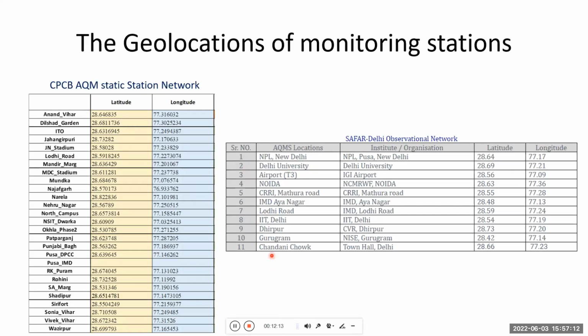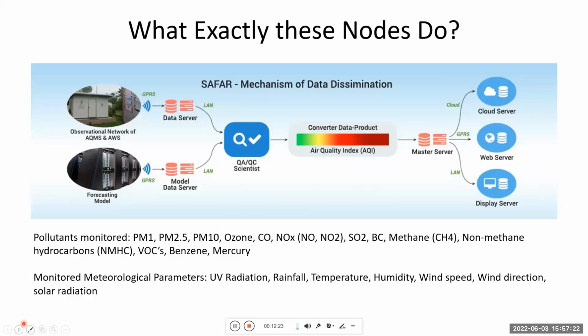They planned a few of these stations for that, but they are still working in parallel to the CPCB and giving us mature data of the pollution. So what exactly do these nodes do? These nodes are actually for data dissemination, and there is a mechanism using GPRS.